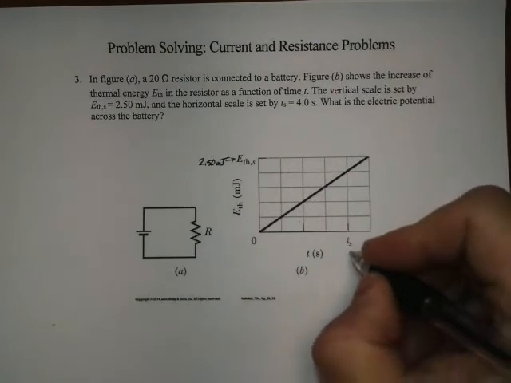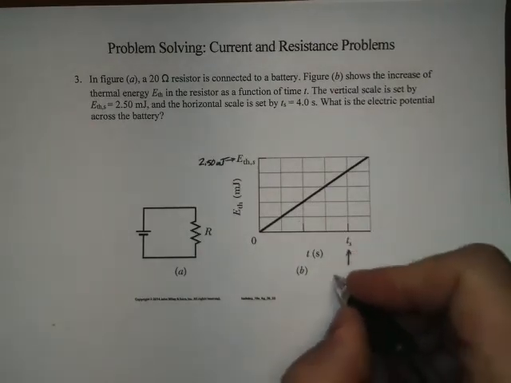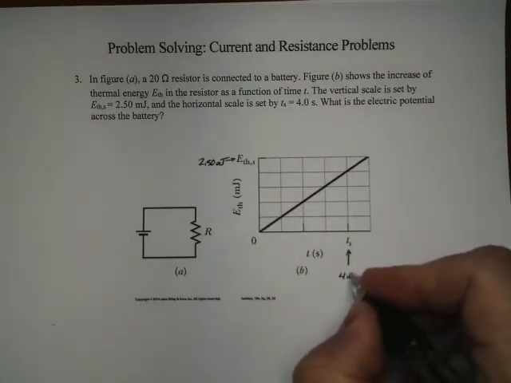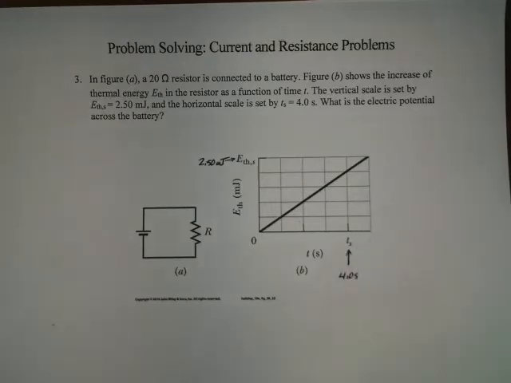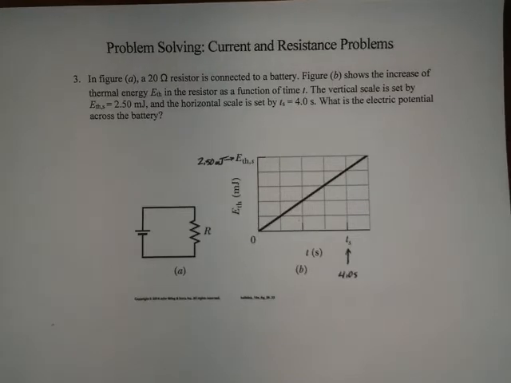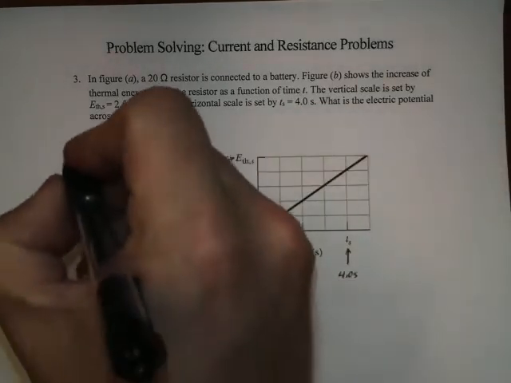Horizontal scale is set by 4 seconds. So this time here is 4 seconds. Not right at the end, which is a little curveball they throw us on this particular problem. So how do we approach this? Well, recall back in Physics 1, you should have learned about power.